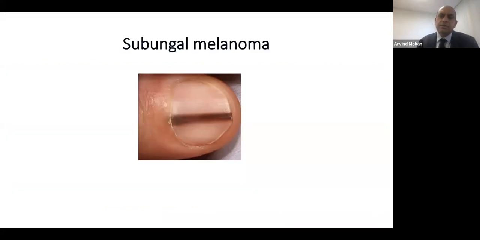But these are the ones which are quite the nasty ones, the melanoma. These can present as a pigmented streak right down the nail. If you see any of those, I would get them to a dermatologist or to a hand surgeon under a 2-week rule. Just want to make sure that you don't miss any of those.